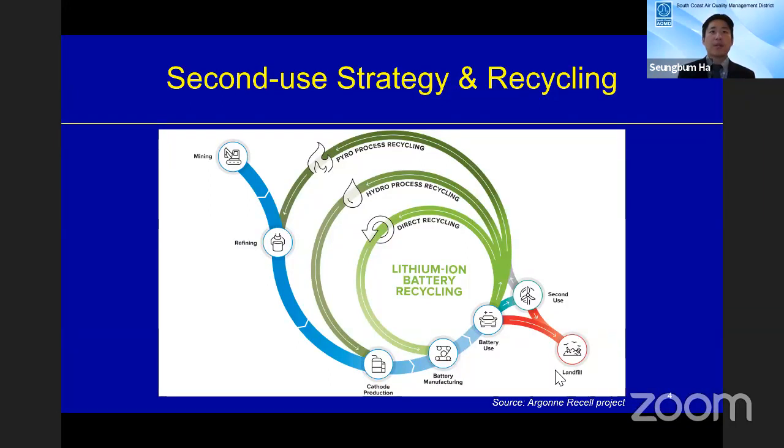Recycling is a more complicated process through the green line, and there are various methodologies. It costs more than the reuse process, but can take pure, expensive raw materials from second-use batteries. So as the electric vehicle industry grows, battery recycling also will become more feasible. Next slide, please.